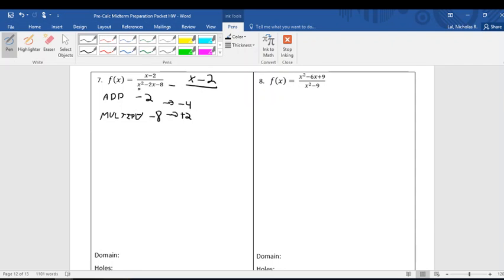So when we factor this quadratic, it's going to be x minus 2 over x plus 2 and x minus 4. All right?